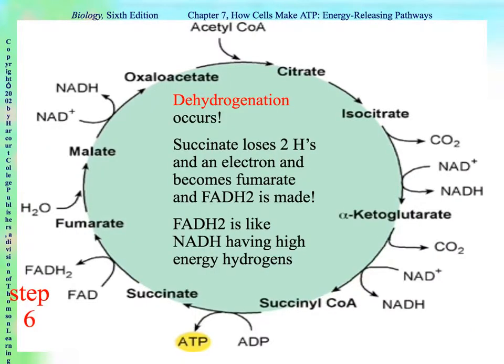All right, in step 6, we have dehydrogenation. Dehydrogenation is the removal of hydrogens. Succinate, which is 4 carbons, is going to lose 2 hydrogens and an electron to become fumarate. And those hydrogens that come off are going to be added to FAD to make FADH2. FAD is similar to NAD+. FADH2 is like NADH. It has those high energy hydrogens that will be used in the next step.